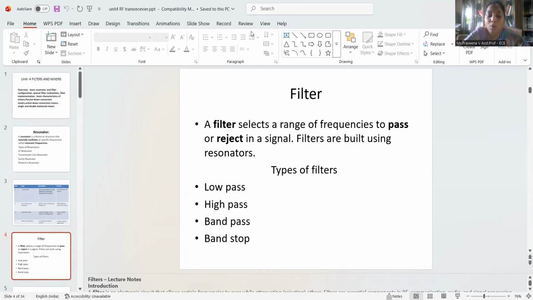That is a low pass filter. A low pass filter passes low frequencies and blocks high frequencies, which we already know. And a high pass filter is nothing but a filter that passes high frequencies and blocks low frequencies. That is a high pass filter.